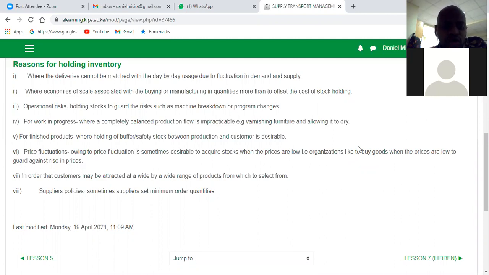Then we also talk about attracting customers with a wider range of products. When you keep inventory and customers are able to get a wider range, they feel very good because they have the choice to choose from the variety that the organization has. Then we also talk about supplier policy, where suppliers normally give a policy that goods are supposed to be ordered when they reach a certain level, or suppliers are going to deliver only when the order is in a certain quantity because of the extra transportation cost.